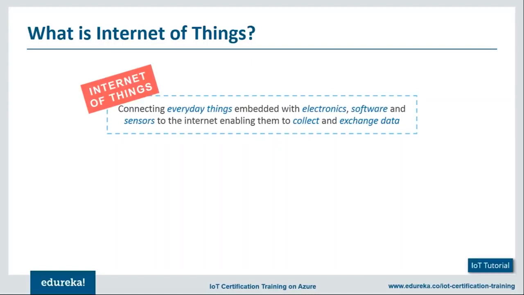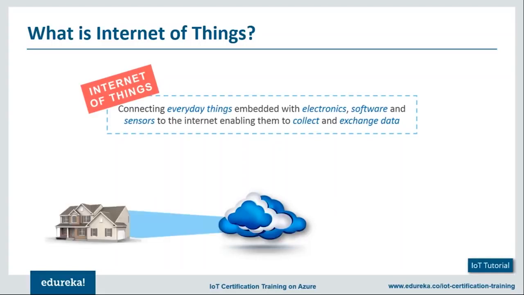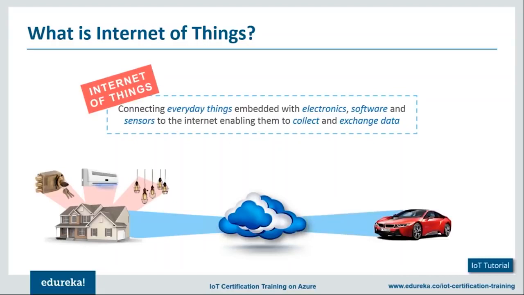Now, when I say things, it can be anything and everything. Let's say I have an internet platform wherein I can connect these things. If I take the example of my house, I can connect my lock, I can connect my AC, I can connect my lights, and all this can be managed on the same platform. Now, since I have a platform itself, I can also connect my car to this. I can keep a track of my fuel meter, I can keep a track of my speed limit, I can also keep track of the location of the car as well.